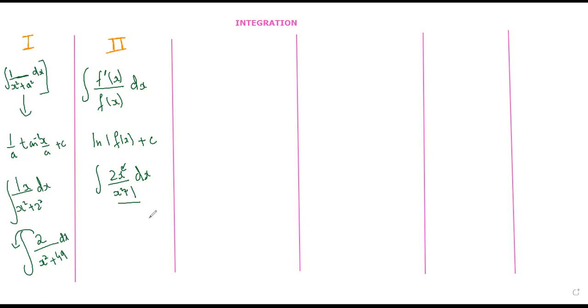Not necessarily for type 2. It could be that the question is in this form. So apparently it is not a fraction, but you can always take this negative power to denominator. Okay. So be very clear with this. Right? In this example, is it always necessary for the numerator to be a derivative of the denominator? For type 2.